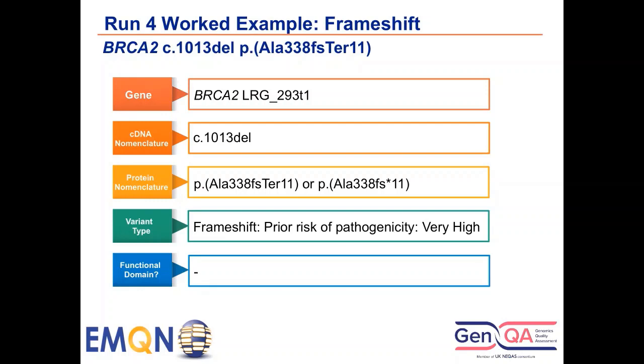c.1013del, and that is predicted to cause the protein change of p.Ala338, then causing a frameshift with a termination 11 amino acids downstream. As this is a frameshift, this generally has a prior risk of pathogenicity being very high. This particular variant isn't in a known functional domain, but as it's located in exon 10 and causes an out-of-frame transcript, it will be subject to nonsense-mediated decay.